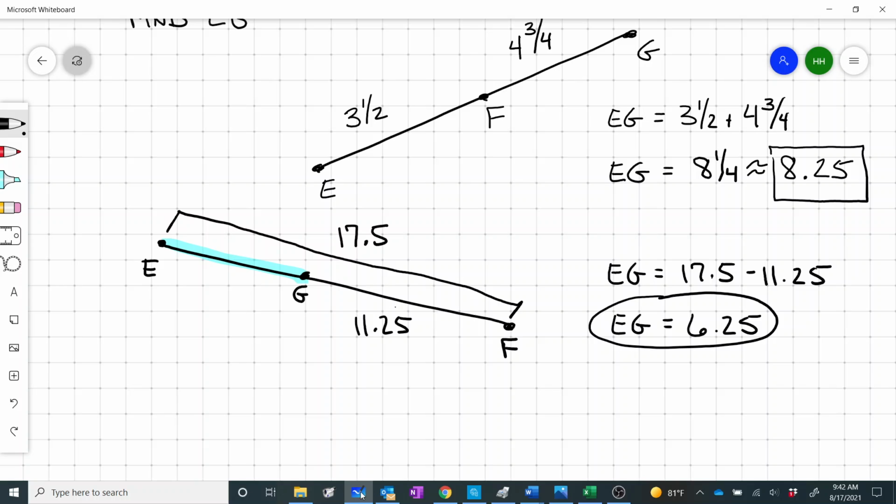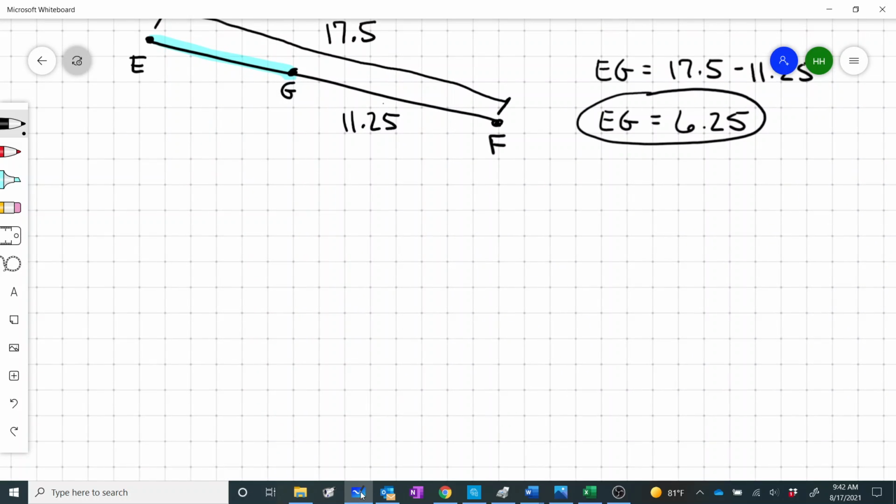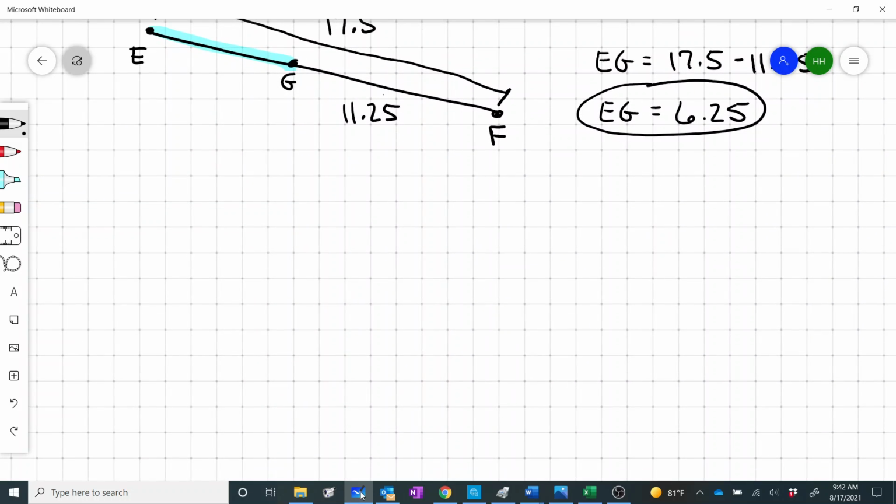Alright, one more little note here. If you're given this picture, go. E again here. F's at the end. Try to put G in the middle.